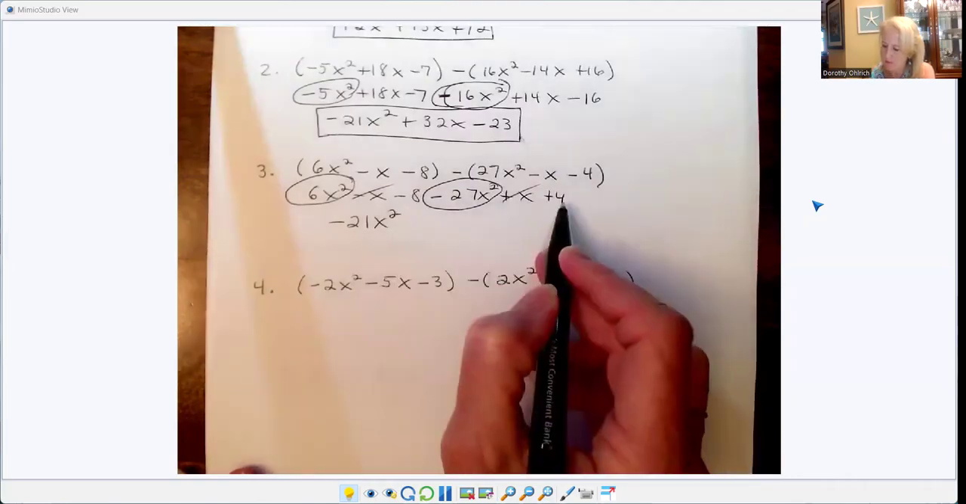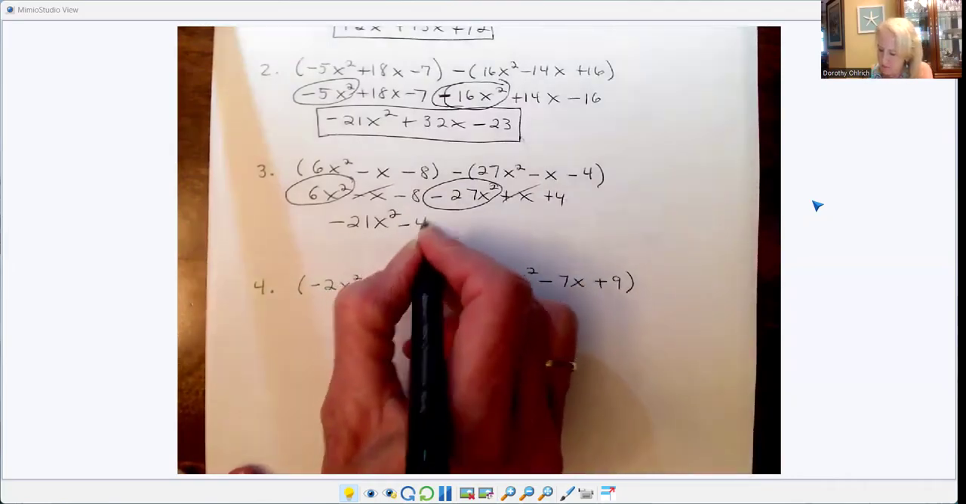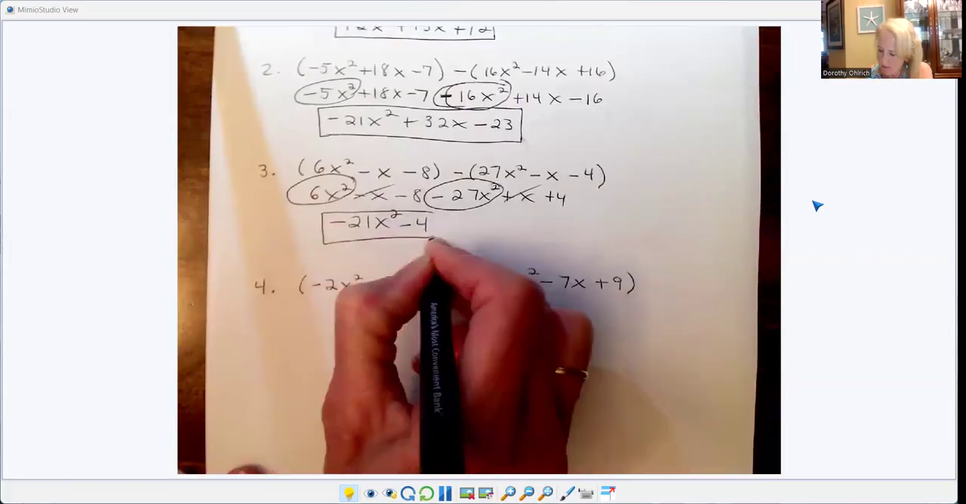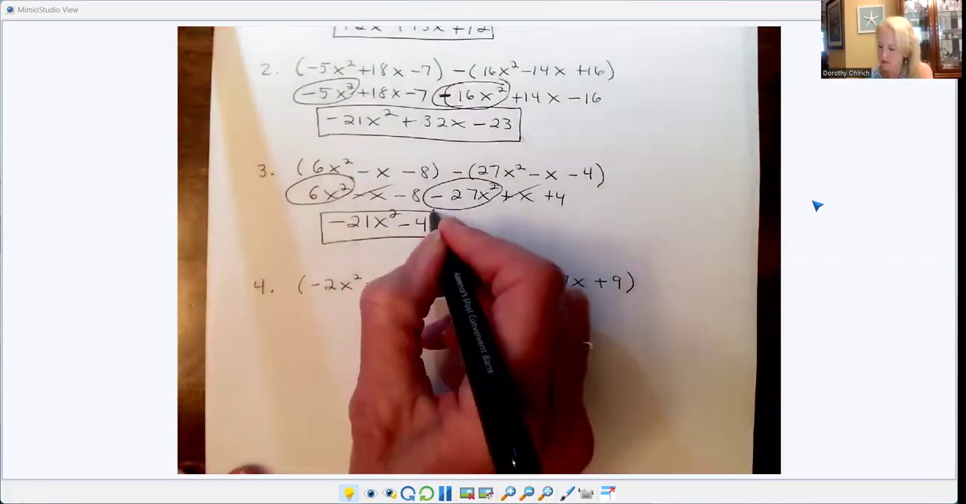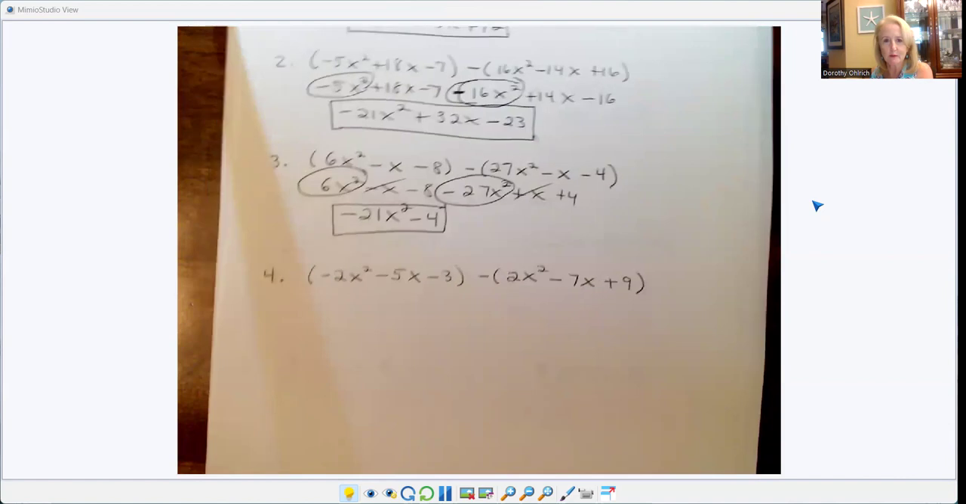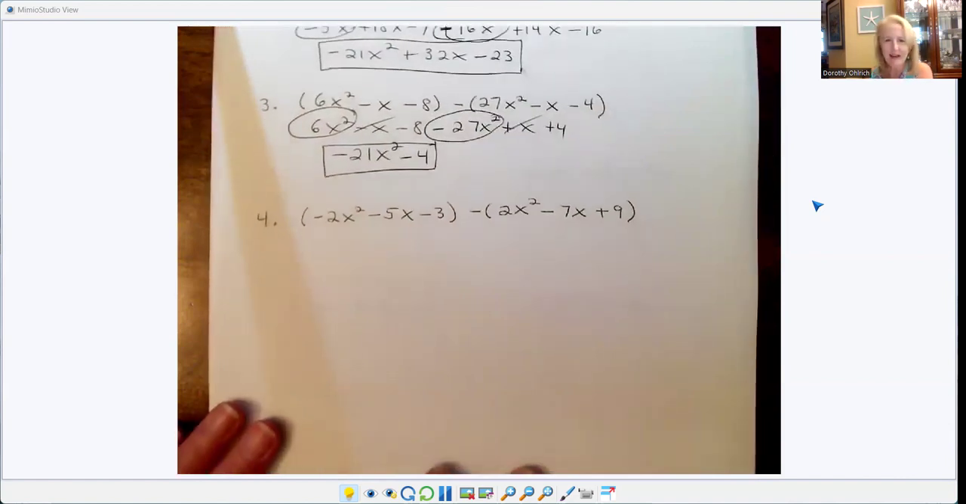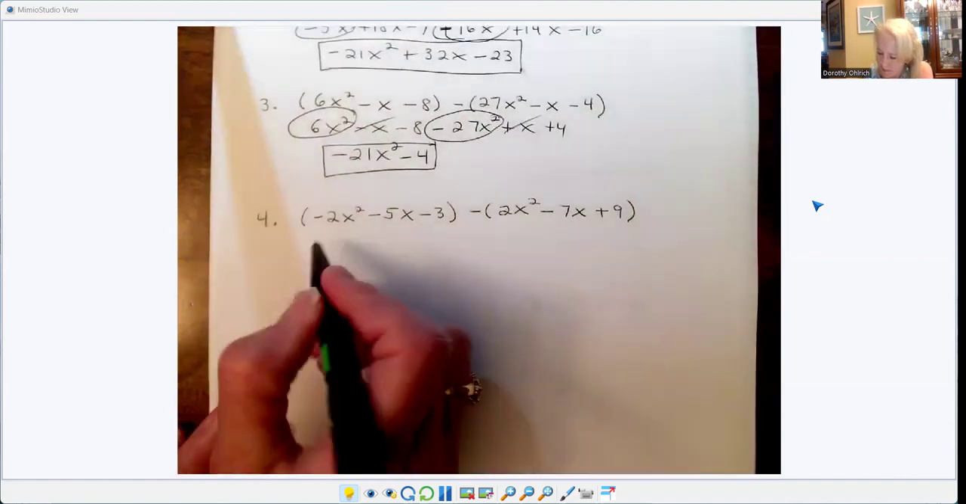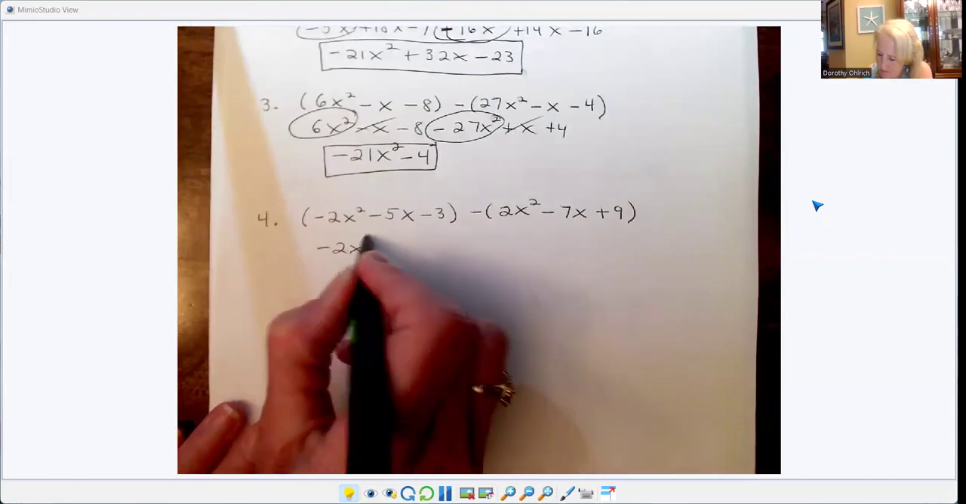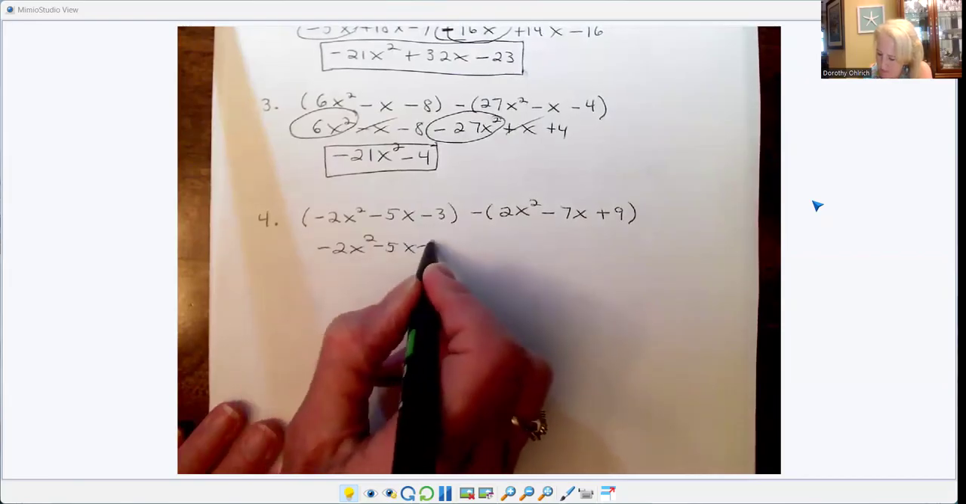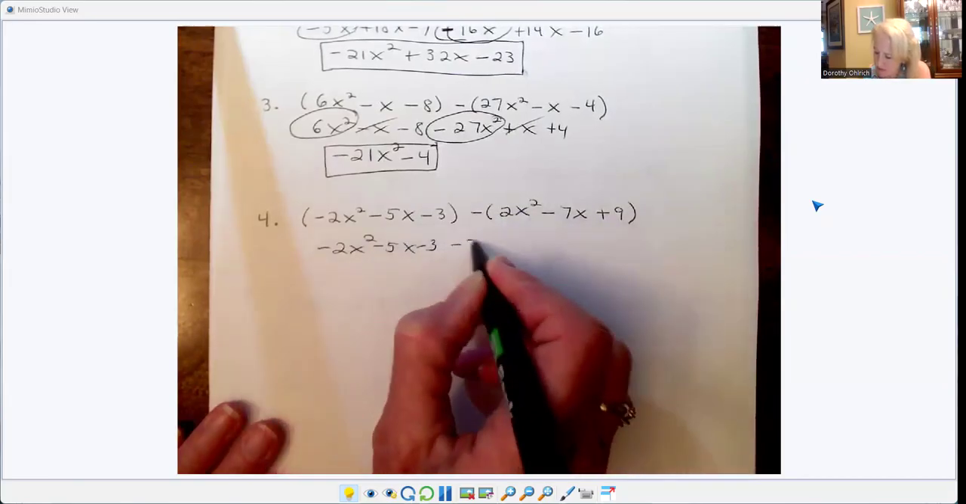Okay, so negative 8 plus 4 is negative 4. So we do not have any plain x terms in this. It was kind of tricky for you to do that one on your own, but that's okay. I know you can handle it. Distribute this.